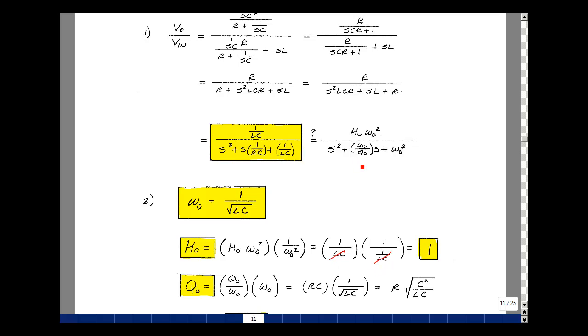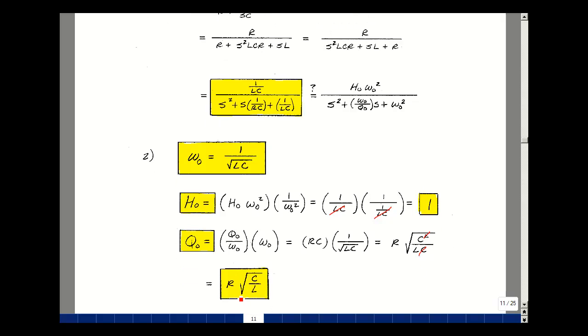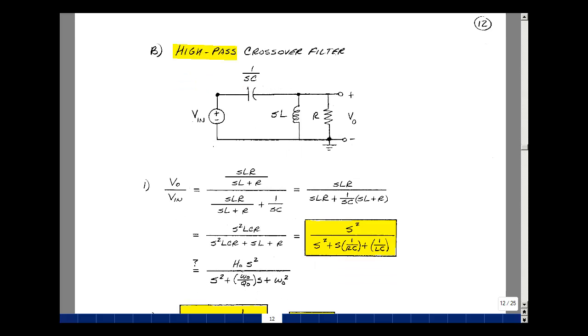The value of Q naught is here, so let's take the reciprocal of this, which is Q naught over omega naught, and multiply that by omega naught. So the reciprocal of this term would just be RC, and omega naught is 1 over the square root of LC. If you write this C as the square root of C squared, then we get a cancellation with one of these with this. And that gives us a value of Q naught equal to R square root of C over L. Next, let's analyze the high-pass crossover filter.